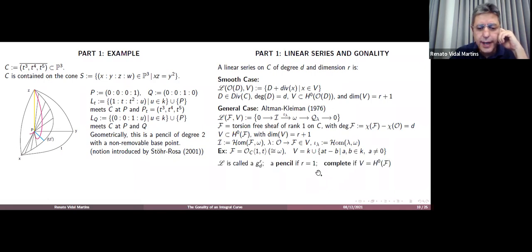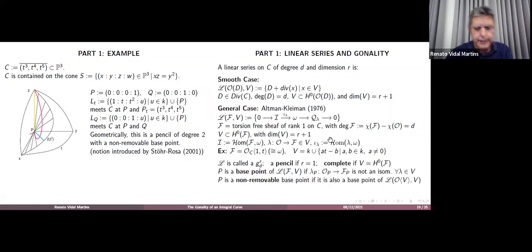So L is called a g^r_d, a pencil if r equals 1, and the system is complete if V is all the global sections. Now let's formalize the notion of a base point. P is a base point of the linear series if λ_P from O_P to F_P is not an isomorphism for all λ. And P is an unremovable base point if it is a base point, and it's also a base point of a reduced linear series, when you take only the sheaf generated by the global sections. And the gonality is the smallest d such that C has a g^1_d.